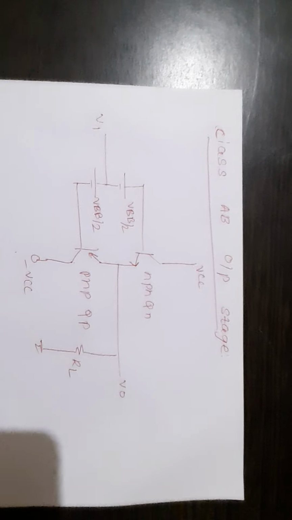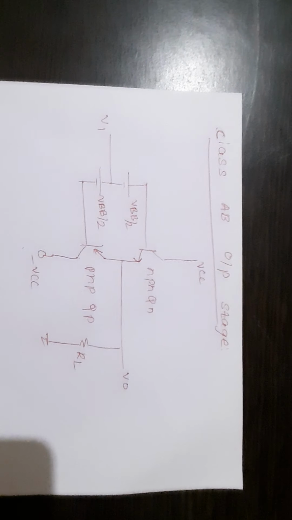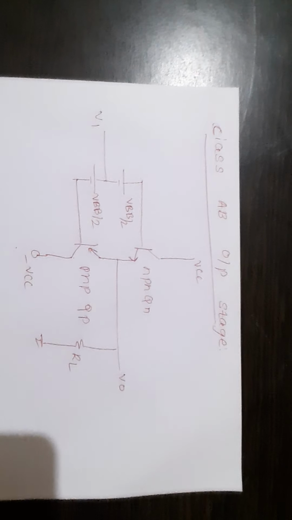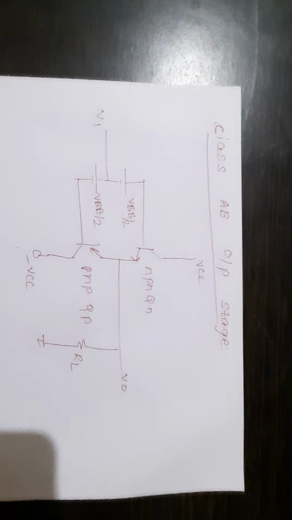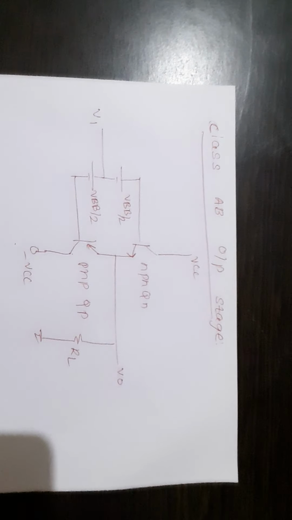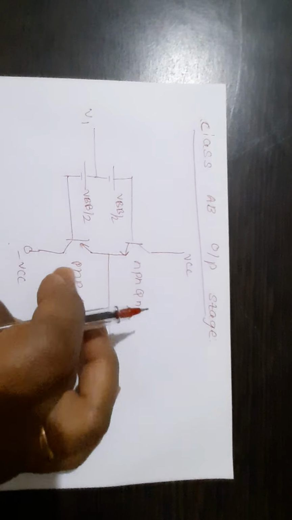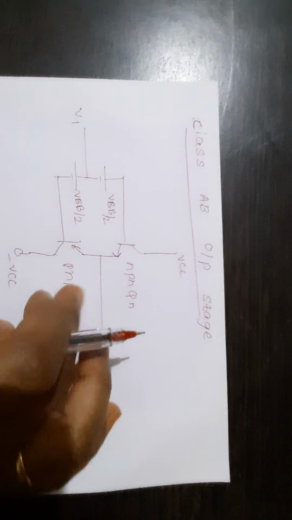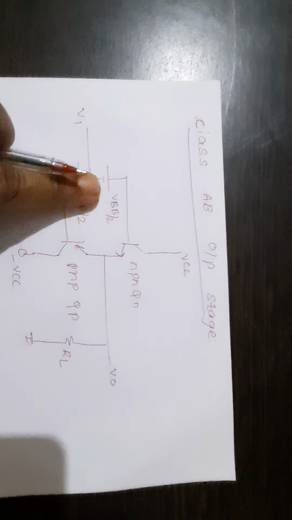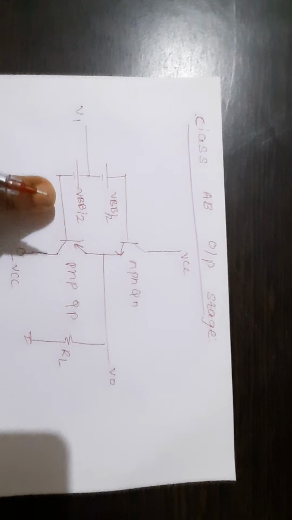Good morning, students. Today we'll study class AB output stage. In the previous class, we studied class B output stage. The problem with class B output stage is that we'll get the crossover distortion. When both the transistors are off, we'll get a crossover distortion. That problem is eliminated here by connecting VBB by 2 and VBB by 2 for the NPN and PNP transistors.